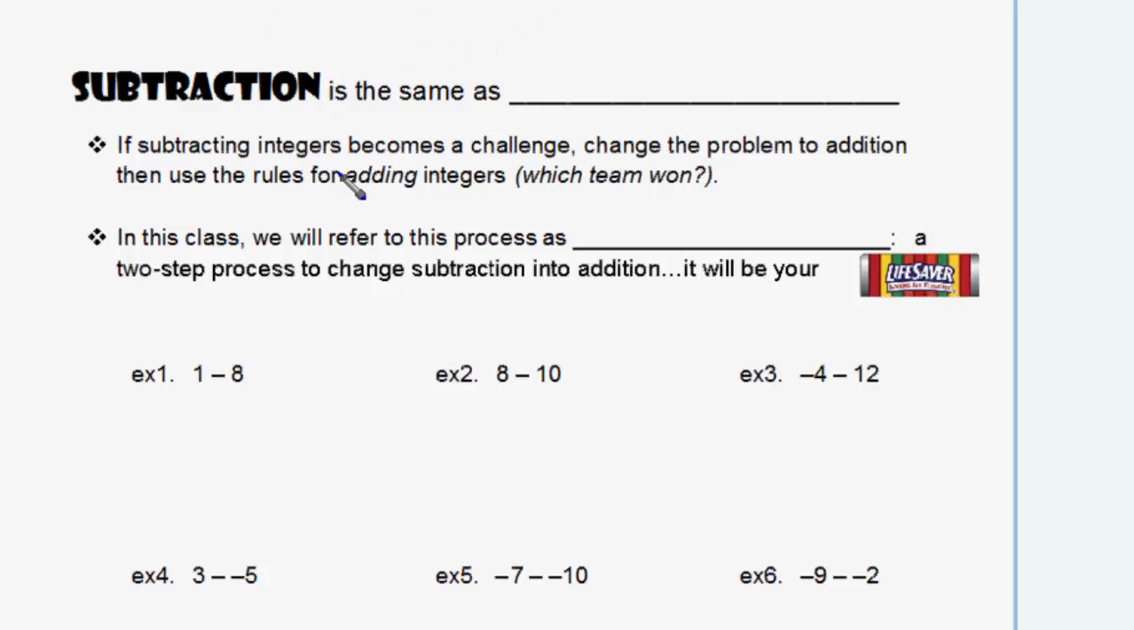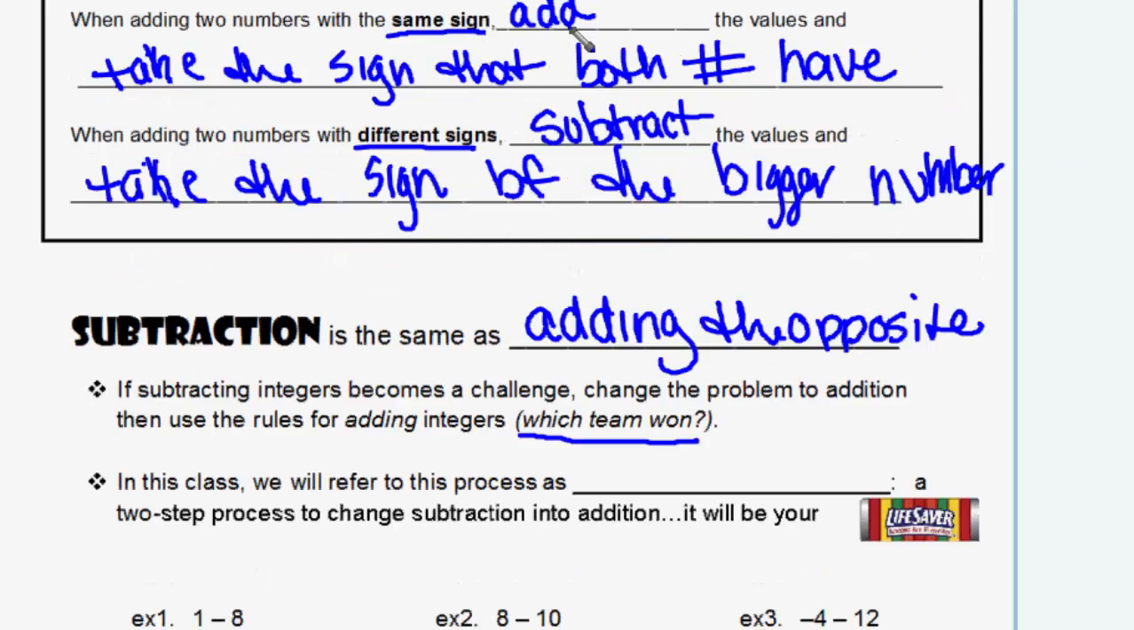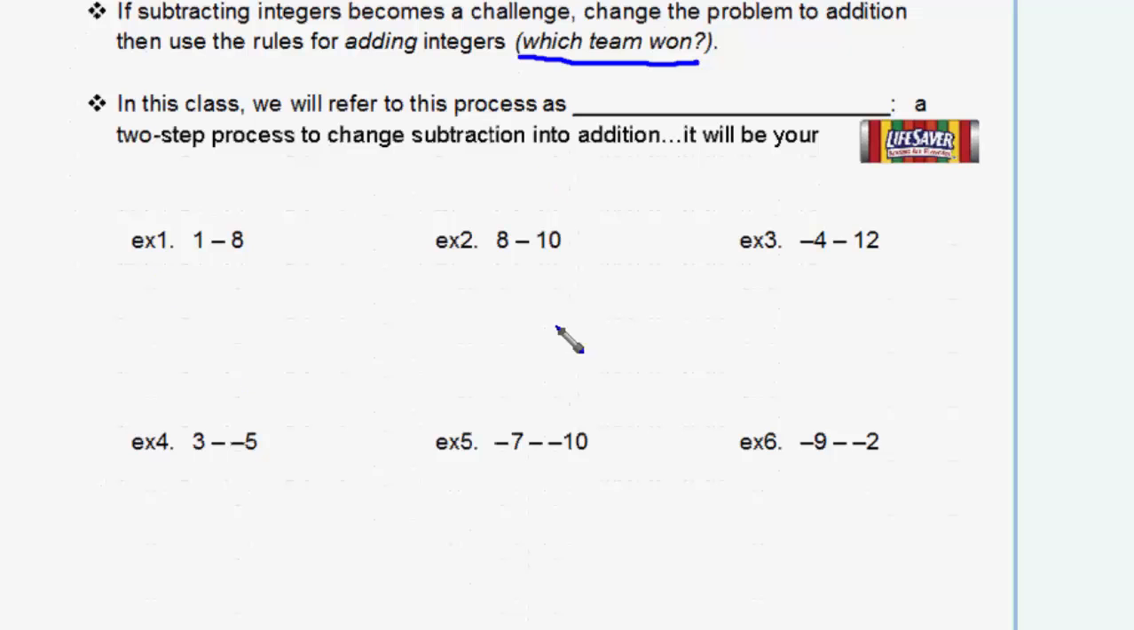So subtraction, if you think of it this way, when we have positive and negative numbers, is actually the same thing as adding the opposite. Okay? When you are able to add integers, like what we did in our last section, it wasn't a big deal because you can use those two rules that we just reviewed. When you add two numbers with the same sign, you take that same sign. And if you're adding two numbers with different signs, we subtract them and take the sign of the bigger number. In order to use those rules again, let's make all of these addition problems.